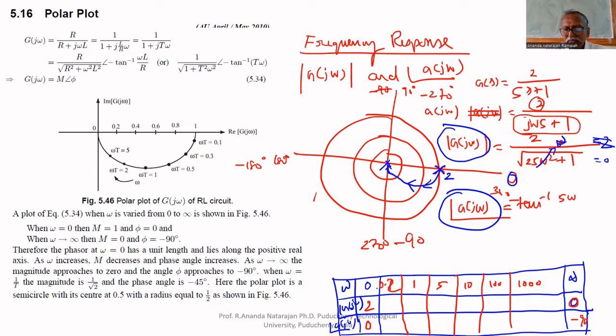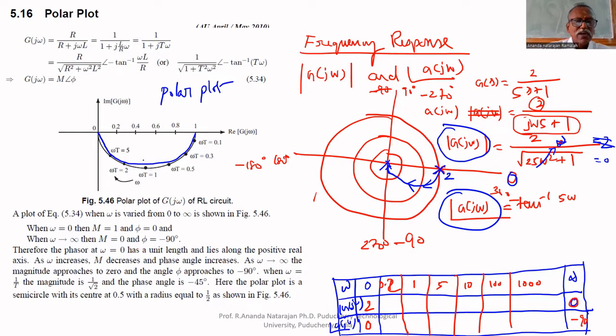Here, for various values, angle varies from 0 to minus 90. In between, you will get the angle between 0 and minus 90, and different magnitudes, starting with 2 and ending with 0. Therefore, this is the plot for the given first order transfer function. This is the polar plot. Polar plot can also be called as Nyquist plot.